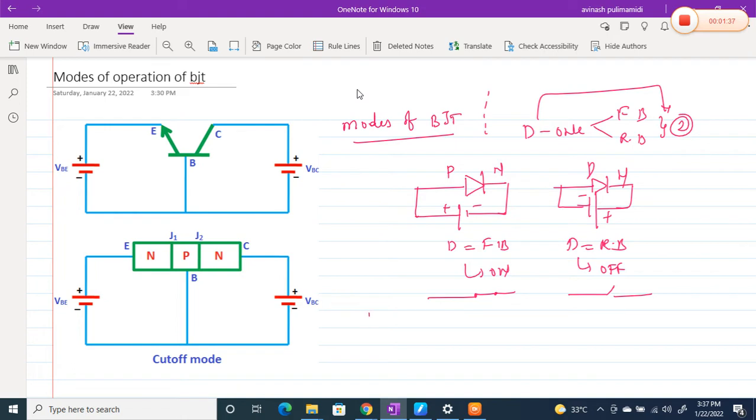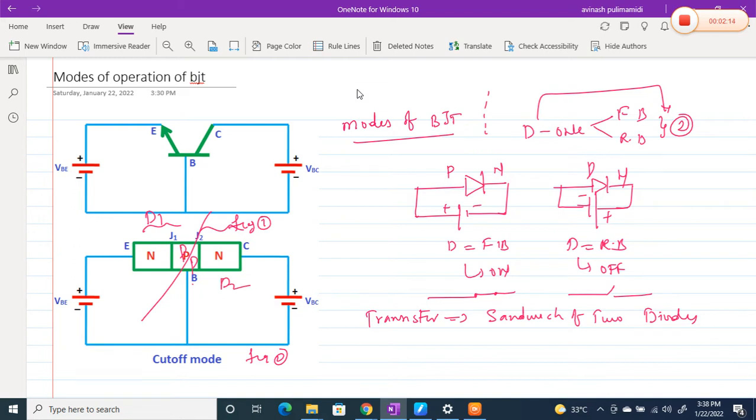As I said already, a transistor is a sandwich of two diodes. Yes or no? For example, if you see this circuit in this figure, this is figure 1. Let us consider this is figure 2. In this figure 2, you diagonalize this one. This is NP, this is PN. This emitter to base will be diode 1. This base to collector will be diode 2.